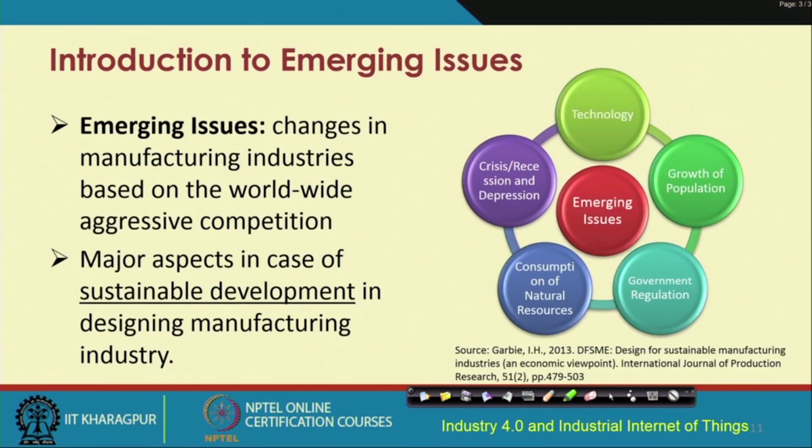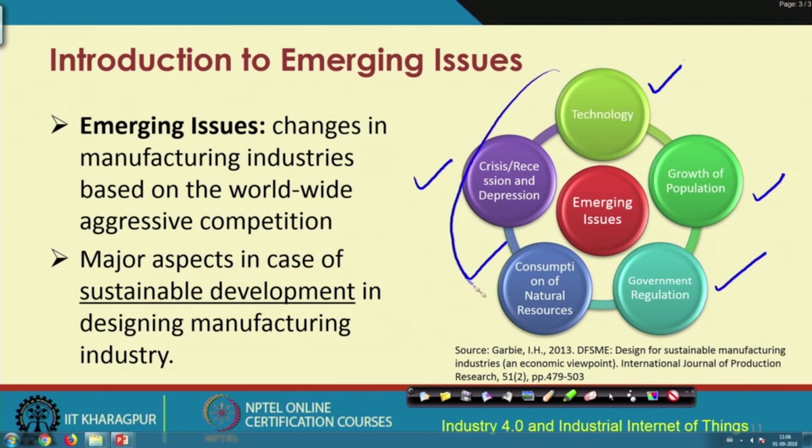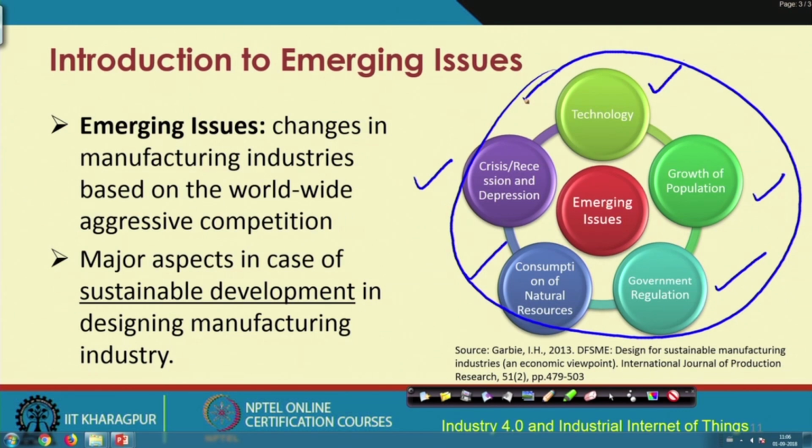Emerging issues are also there, like the globalization issues, which also contribute to the sustainability factor. There are many of these emerging issues which contribute to sustainability. One is technology, growth of population, government regulation, consumption of natural resources, and consideration of crisis, recession and depression. These are the five different contributors to the sustainability factor from an emerging issue viewpoint.